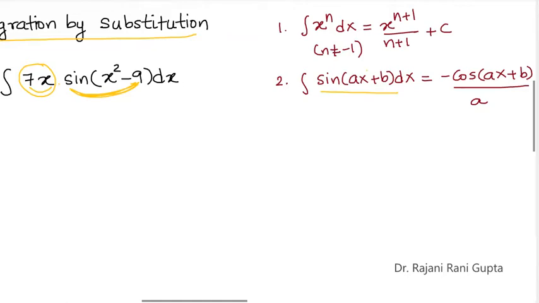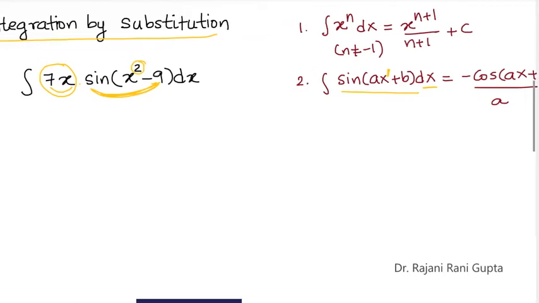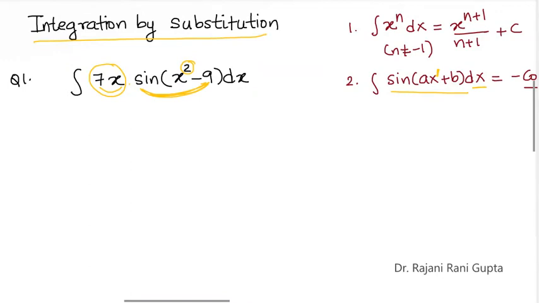But what is here? The power of x is 1 in that rule. If you are integrating with respect to x, the power of x should be 1. But what we are having here is the power of x as 2. So in this case we cannot use direct integration. We have to use the method of substitution, because it is two functions in multiplication and for one of the functions the direct rule is not applicable.